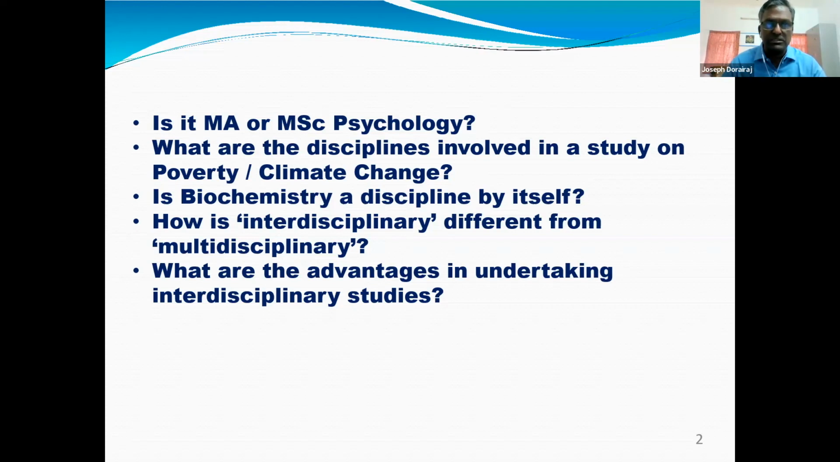Now, let us go to the second question. What are the disciplines involved in a study on poverty or climate change? Imagine we have a roundtable conference on poverty. Now, which expert will be invited to a discussion of poverty? Now, we have 3 sets of answers.